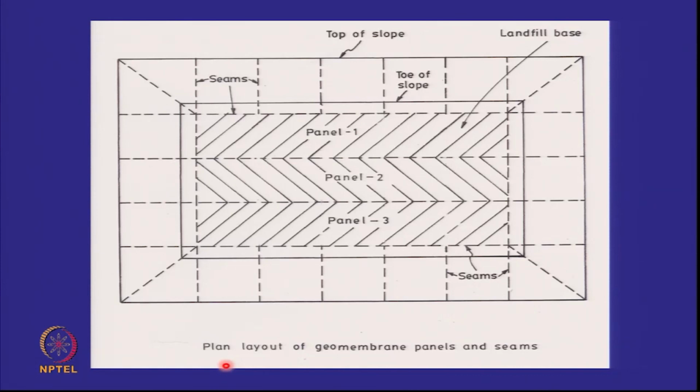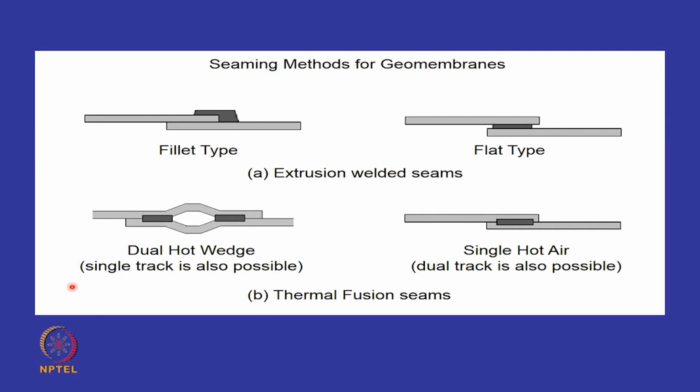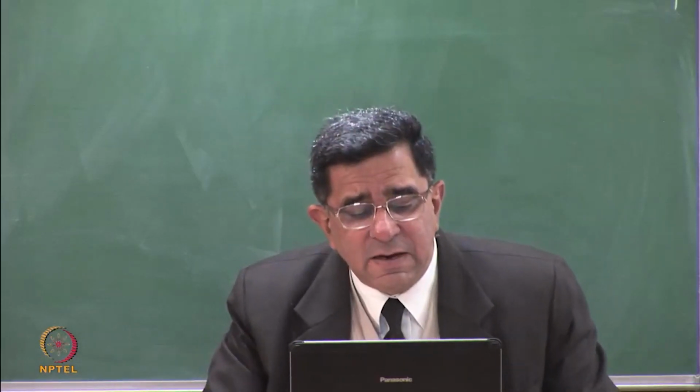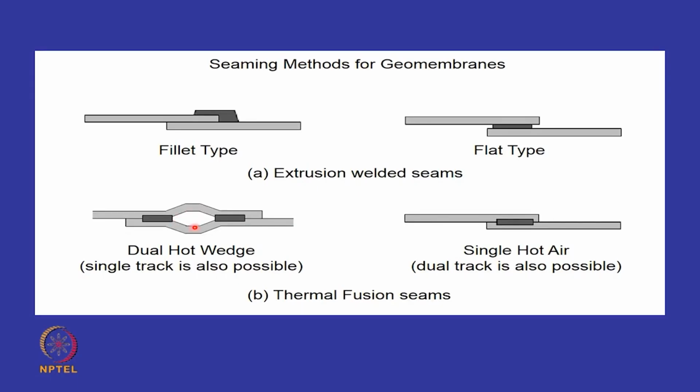So I only showed you the plan layout of the geomembrane panels and where the seams will be made. And these are some of the types of welds. These are extrusion welds. You are putting extra material on the overlap or in between. And these are thermal fusion welds. So the weld which is done in most geomembranes is this one. It's called a dual hot wedge weld. You weld it in such a manner that there is an air gap at the center. And basically just heat it and weld it.